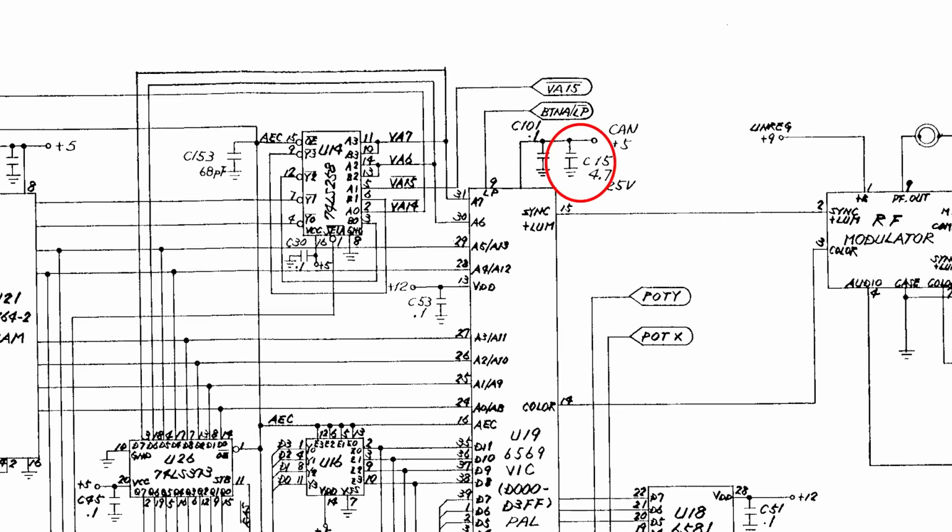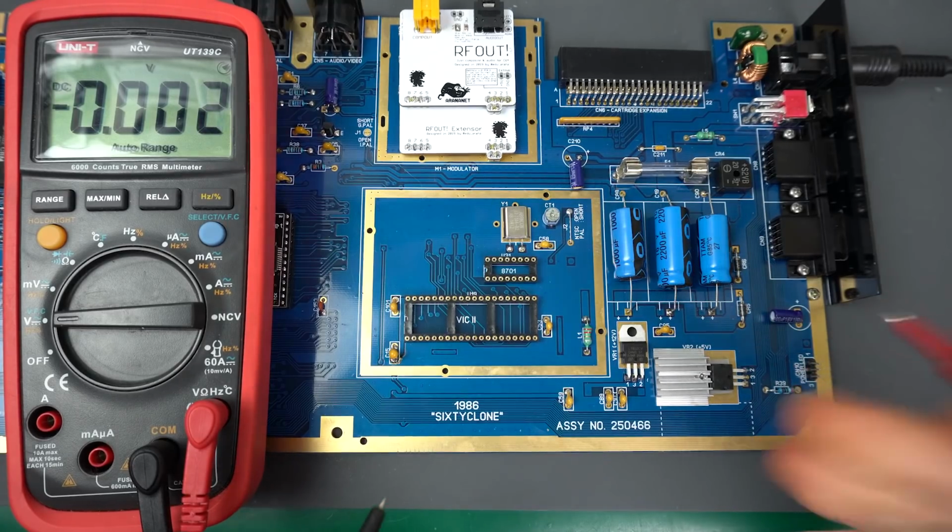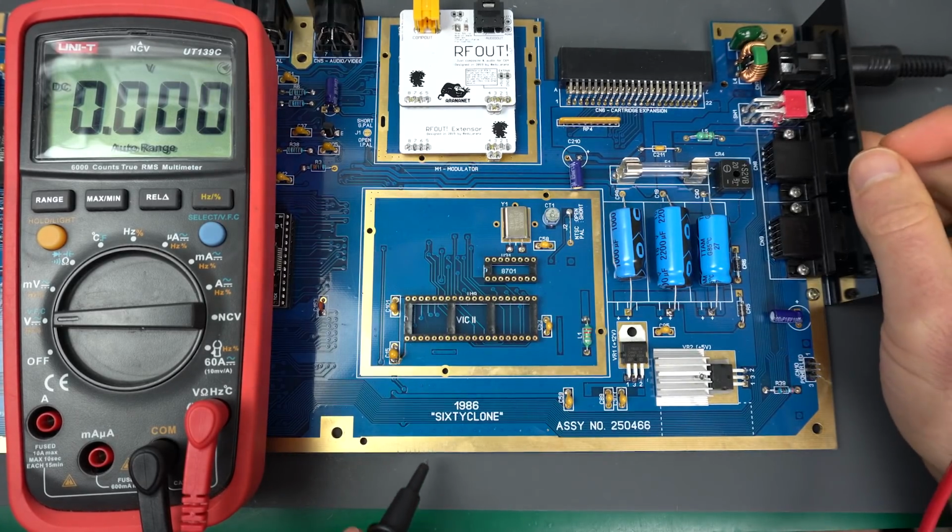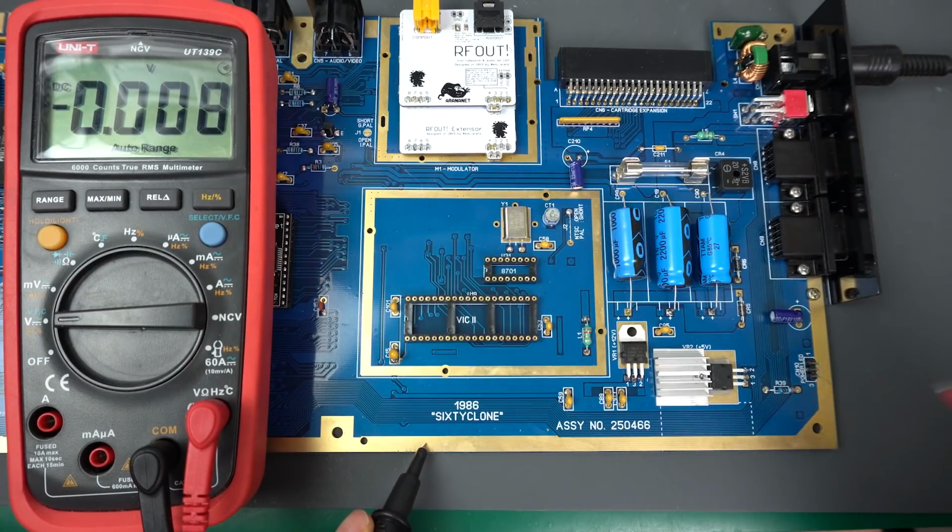It's not even marked as polarized in the original schematics. If anyone knows, please let me know. Some of you have a lot of experience with that kind of board design, and I'd love to know the reasoning behind this particular design. I didn't see any other tantalum capacitors on the board, so let's test that one again.